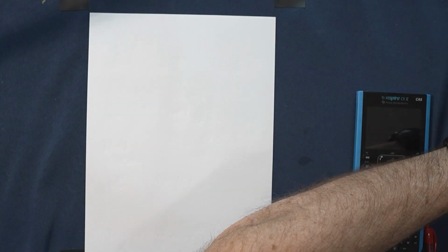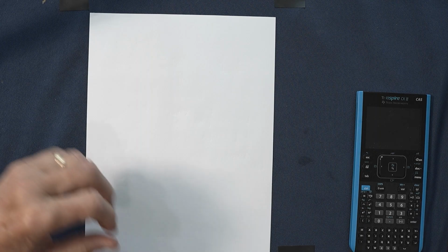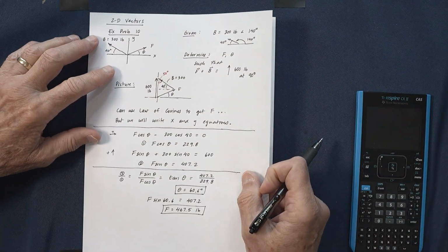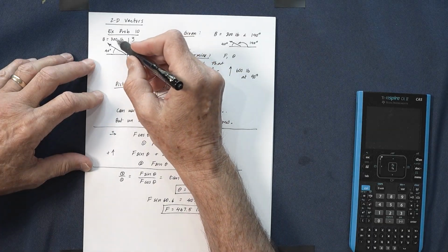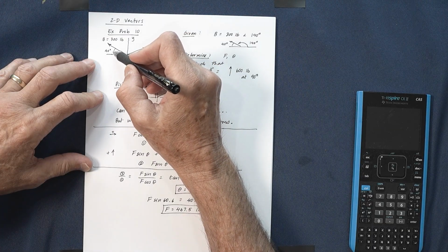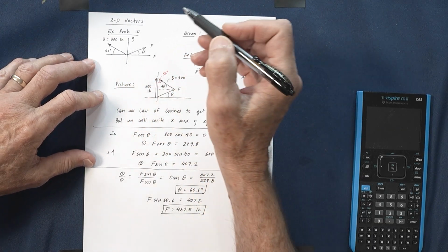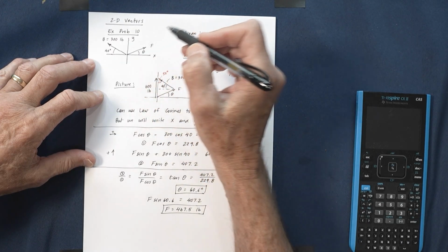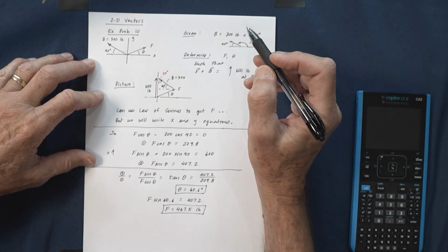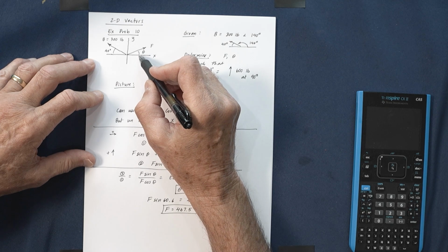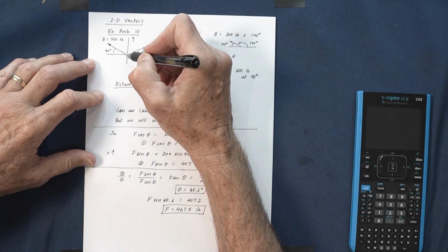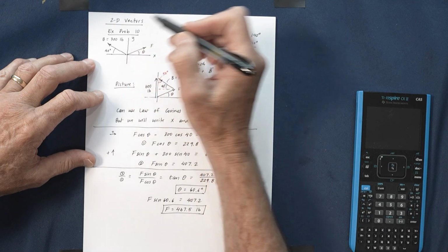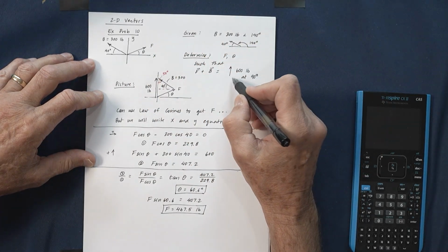Example problem 10 is similar. So I have a B vector, which is 300 pounds at 40 degrees from the negative x. I have an F at theta. And so I want to determine the F and the theta such that F plus B is equal to a vector that lies along the y-axis, and it's 600 pounds.